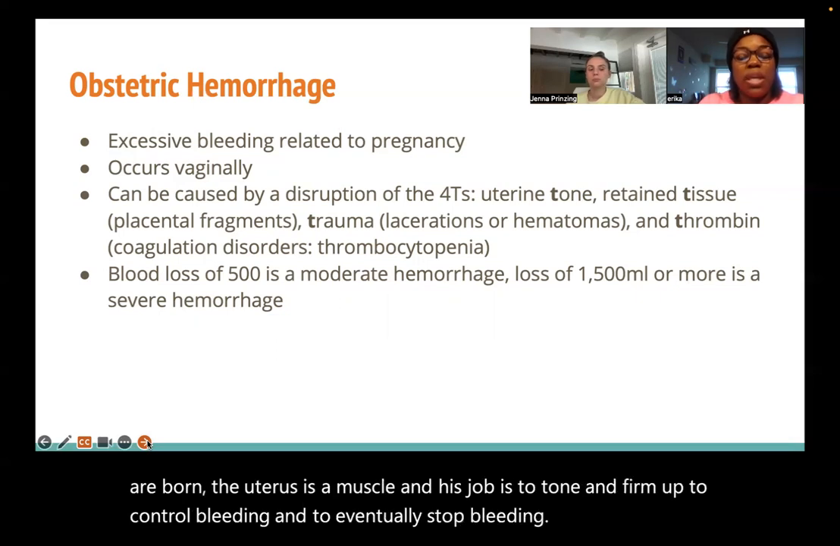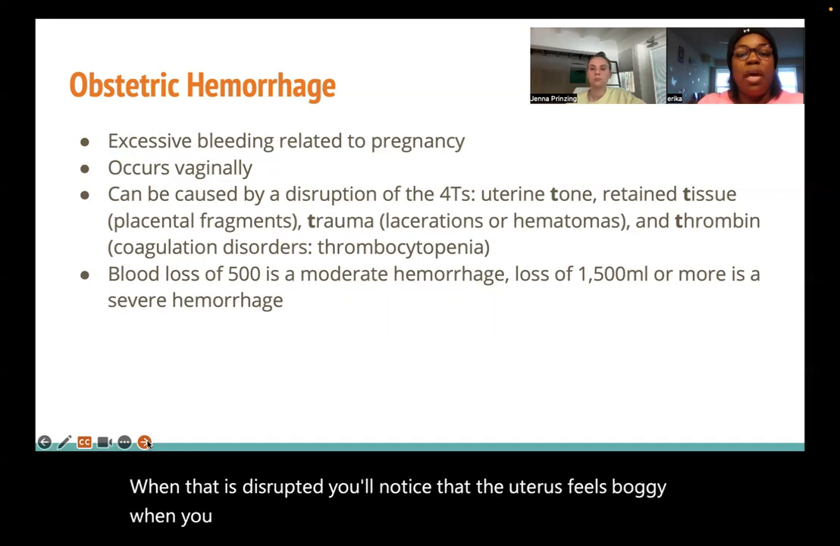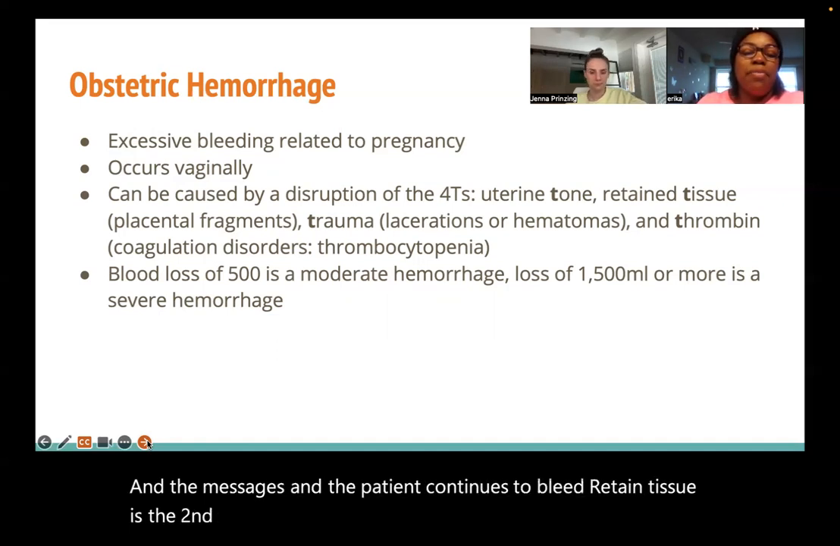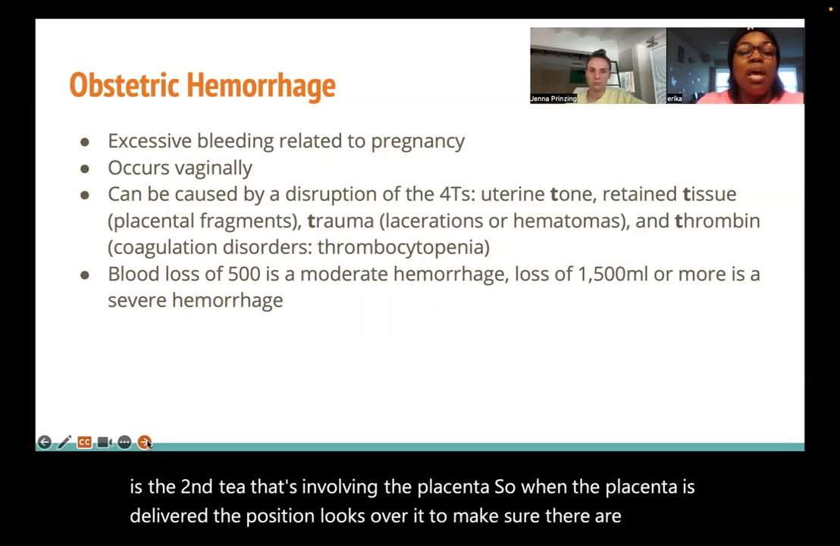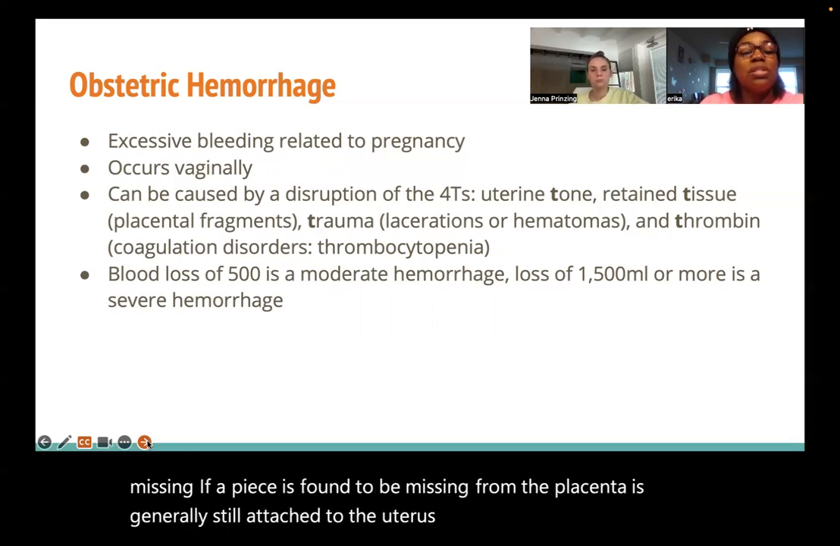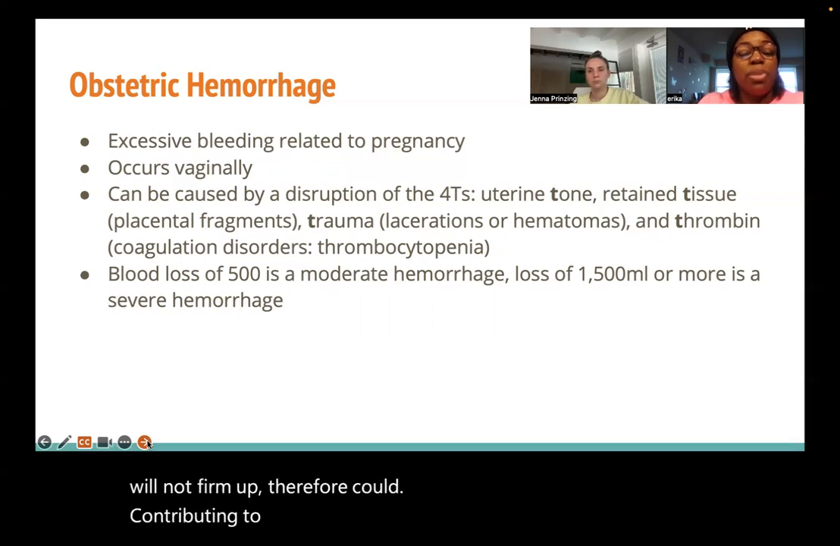When that is disrupted, you'll notice that the uterus feels boggy when you do fundal massages, and the patient continues to bleed. Retained tissue is the second T. That's involving the placenta. So when the placenta is delivered, the physician looks over it to make sure there are no pieces missing. If a piece is found to be missing from the placenta, it's generally still attached to the uterus. This causes the uterus to still feel boggy. It will not firm up, therefore contributing to the mother bleeding.